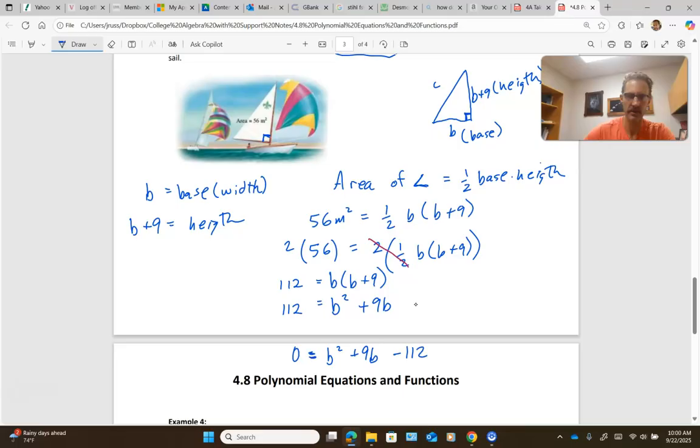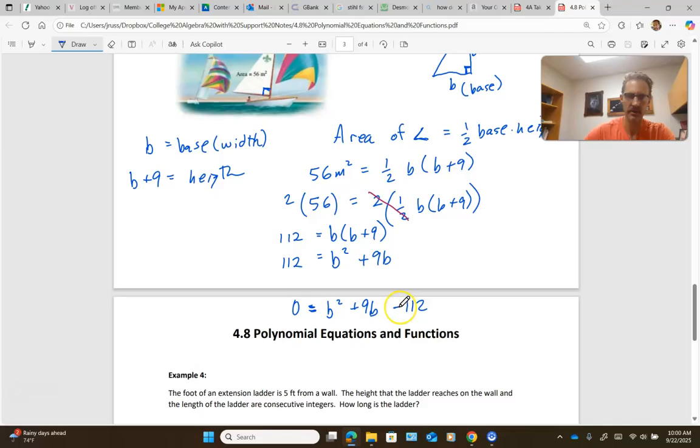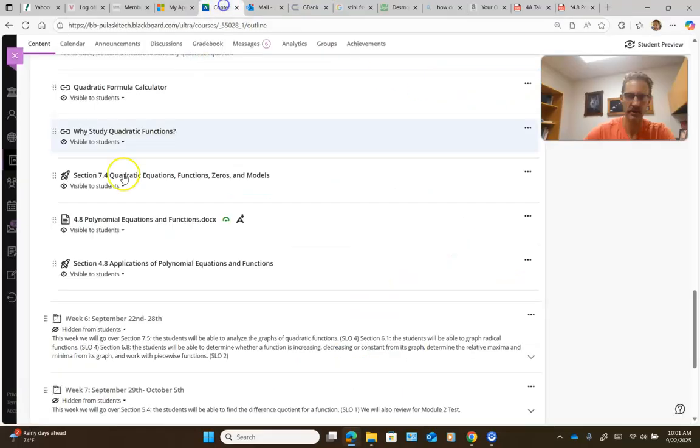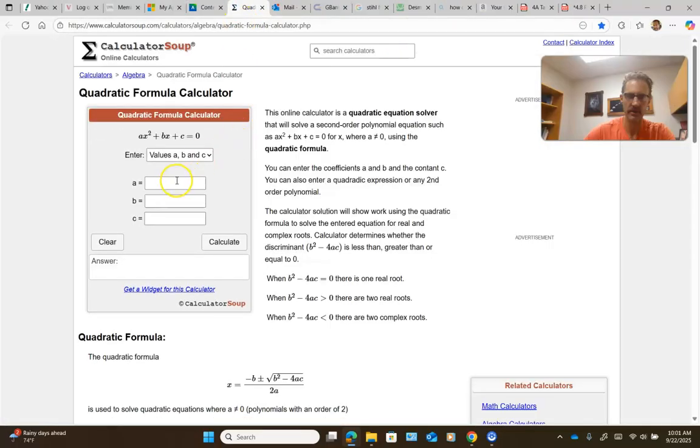To solve this one, it's actually factorable, so you could factor it if you want to solve it, or we can use the quadratic formula. So I'm going to say using the quadratic formula, we will get that b is equal to, and let's see, let me find the quadratic formula. Here it is.